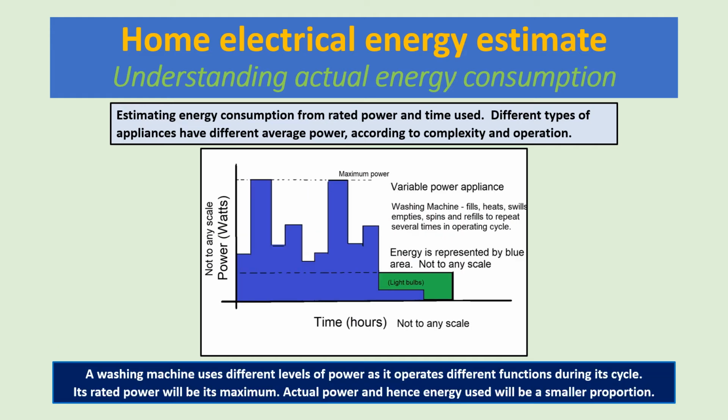A more complex example is that of a washing machine or a dishwasher that carries out several different functions during its cycle. Most probably, the highest power is used when it's heating. But here you see a washing machine is also filling, swilling and emptying, it spins and it refills, and it repeats that cycle several times. So there are spaces where less energy than the maximum is actually being used, and the area is as shown in the blue diagram.